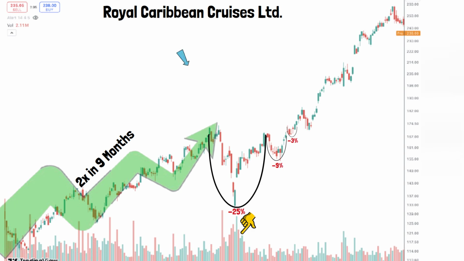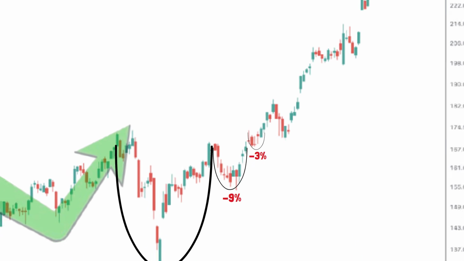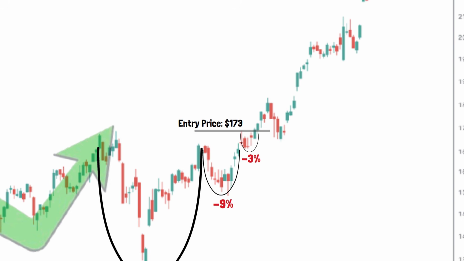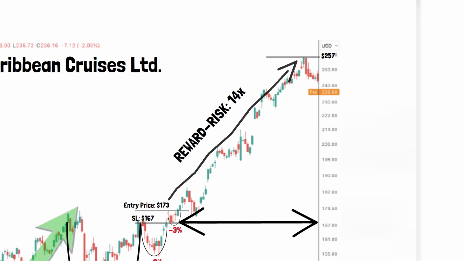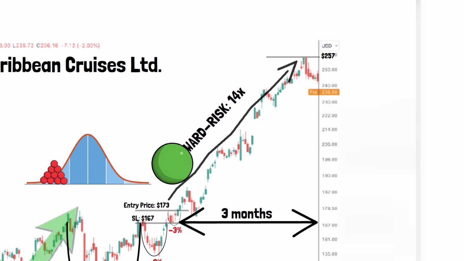The stock then broke out with decent volumes, with an entry price of $173 and a stop loss at $167. It then rallied to $257, delivering a reward to risk of 14 times in 3 months. With this type of trade, you can be wrong many times, but still end up in considerable profits in the long run.